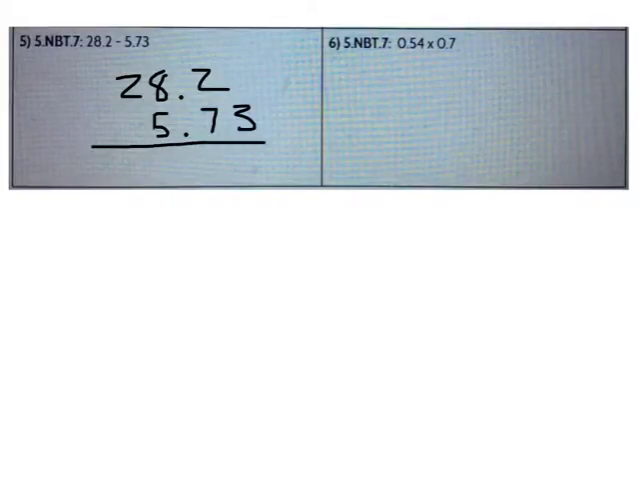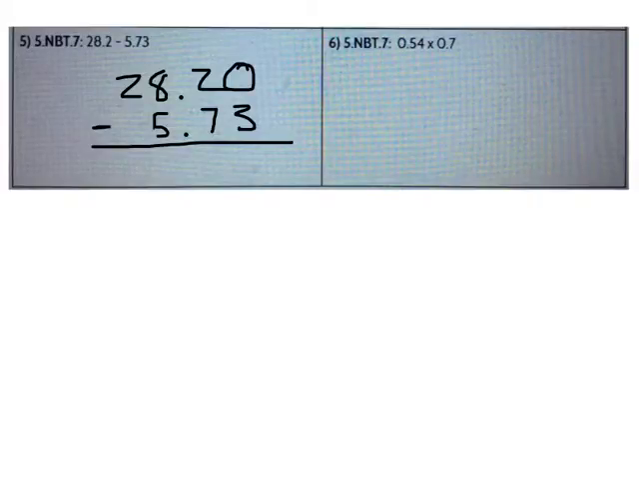28 and 2/10 minus 5 and 73 hundredths. When I subtract decimals, what's the most important thing to do first? I need to line up the decimal points. Go ahead and line up the decimal points on your paper. I can place a 0 behind the 2 to make sure that I have a digit in every place value. Now I can subtract. What's 28 and 20 hundredths minus 5 and 73 hundredths? Enter your answer in the box. Let's see how you did.